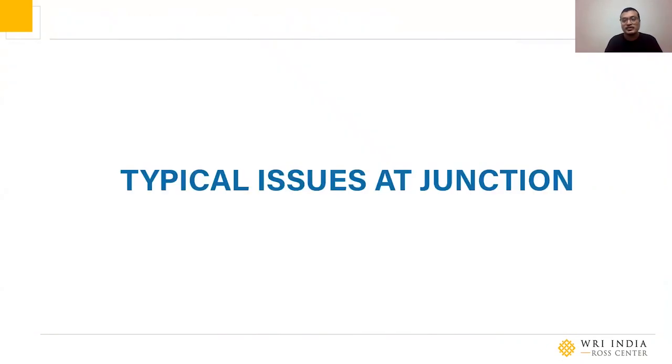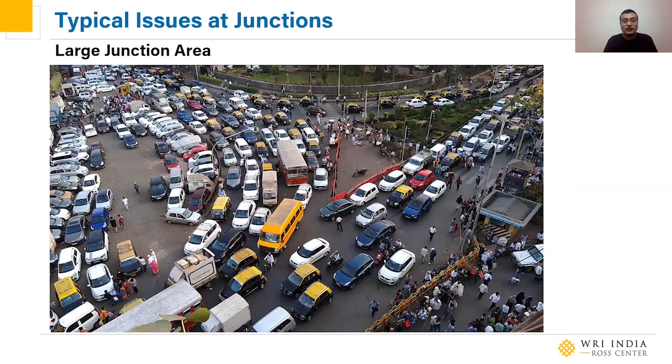Now, while working with MCGM for over 5 years on more than 100 junctions, we have observed some typical issues at junctions across the city. The first issue is large intersection area. One may think that a large junction area may lead to more vehicles crossing the junction, but this example of Crawford Market Junction suggests something else.